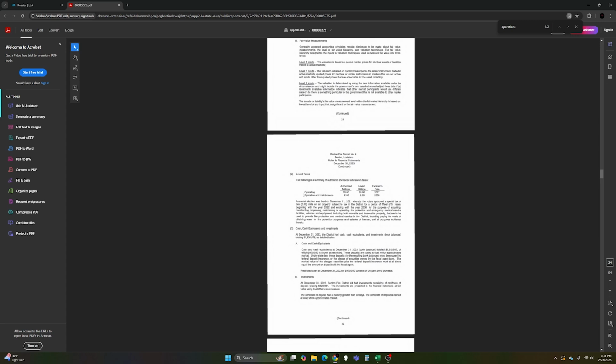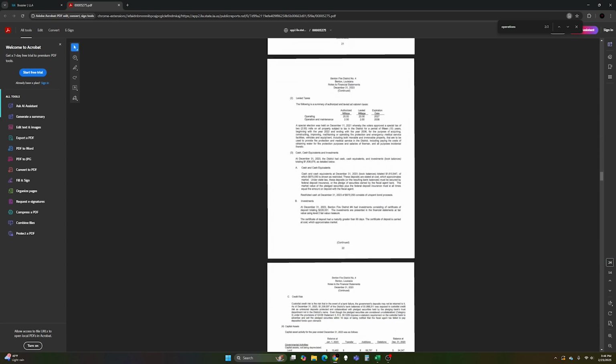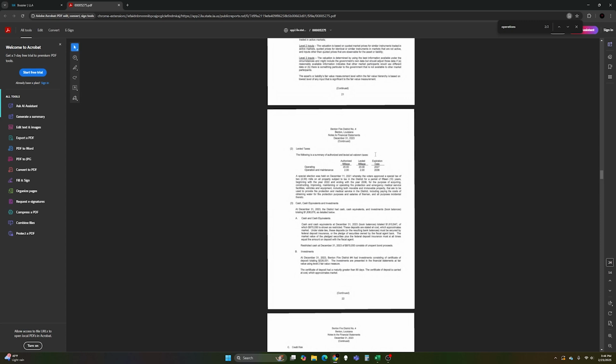All right, so we can look here. This one on page 22 shows the summary of authorized and levied ad valorem taxes. So we have the operating, which is a millage of 20. The levied millage is 20. So in this scenario, the authorized and levied is the same. So the operating costs have a millage of 20. The expiration date will be 2027.